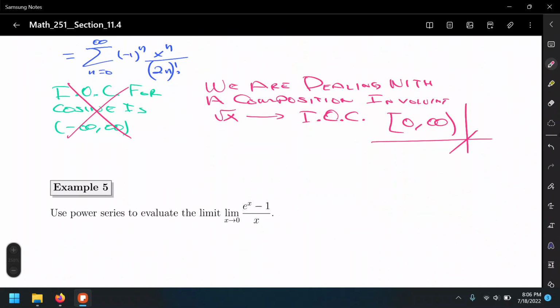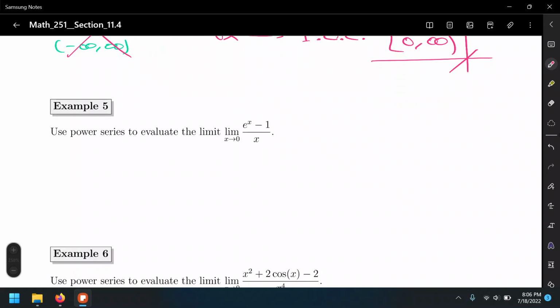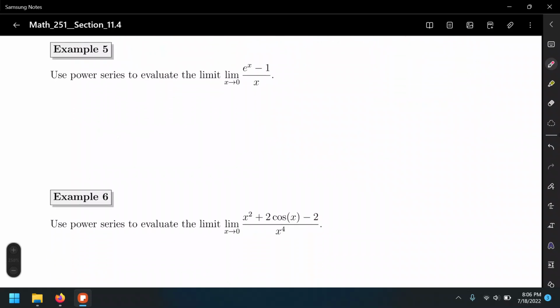So what else can we use power series for? To compute limits. Of course, you can compute this limit: e to the 0 minus 1 over 0, that's 1 minus 1 over 0, 0 over 0. Well, that's an indeterminate form. You could easily use L'Hopital's rule for this one. However, we are going to take the power series approach in this case.